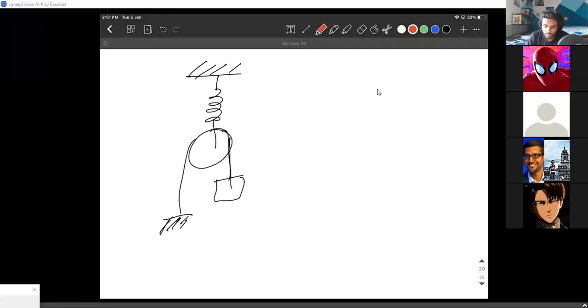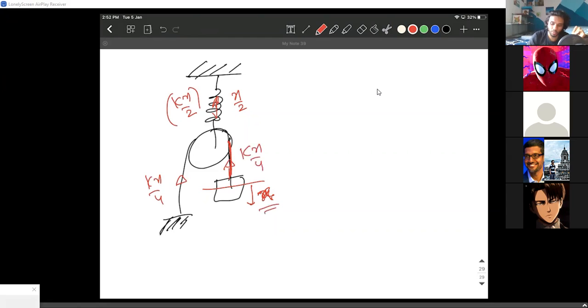Try to displace the block by a small displacement x. If this comes down x, this expands by x by 2. Get it or not? Yes, sir. Then the same process. Exactly. So the force in the spring will be kx by 2. If this is kx by 2, this has to be kx by 4. So if I move it by x, the restoring force is kx by 4.